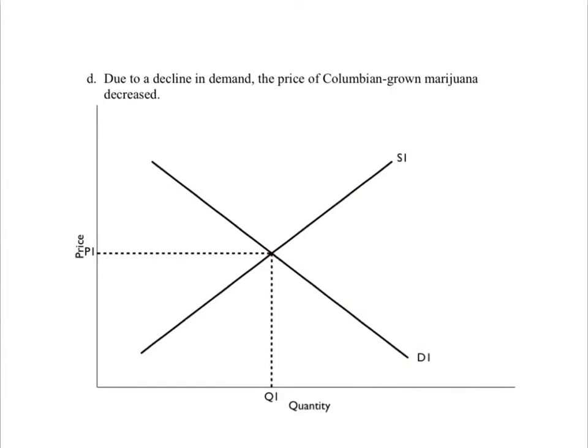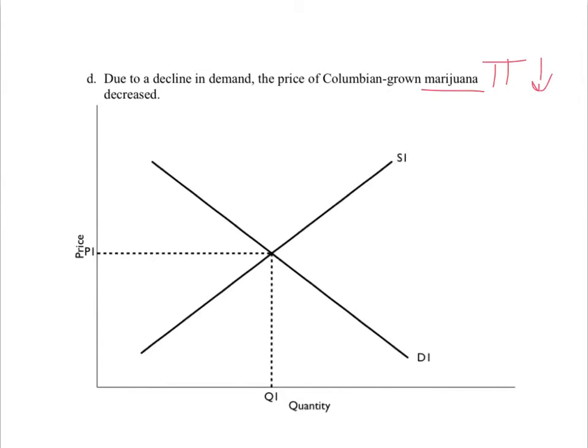This is an interesting situation. Due to a decline in demand, the price of Colombian-grown marijuana decreased. How does this affect the market for coffee? Well, remember, a large part of our coffee comes from Colombia. And so now that the price of Colombian-grown marijuana has decreased, that means that the profitability of marijuana, we typically use the symbol pi for profit, the profitability of marijuana will fall.